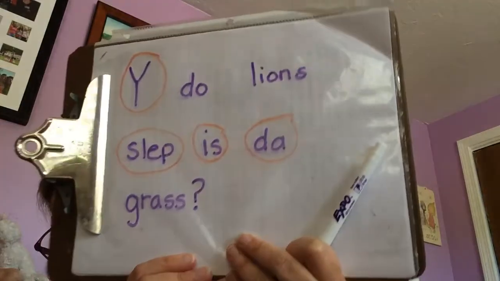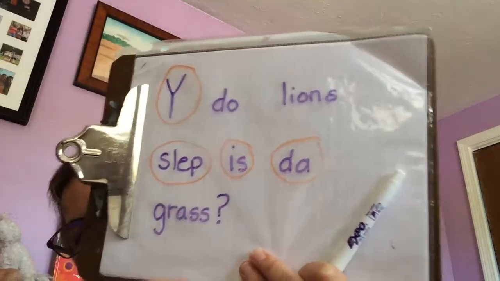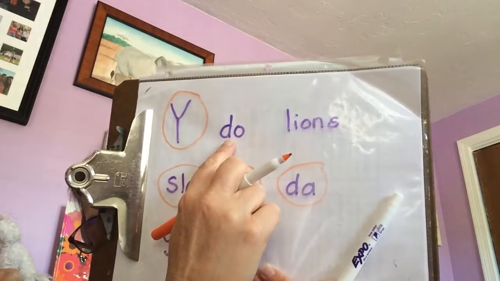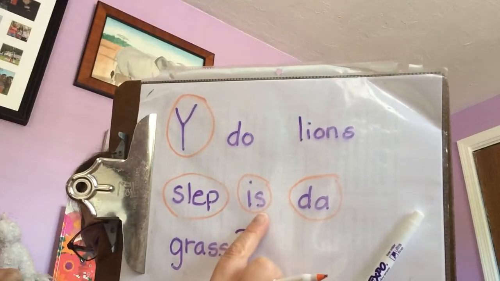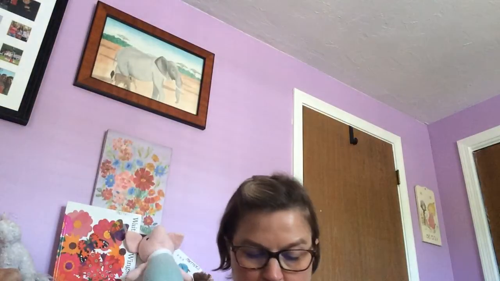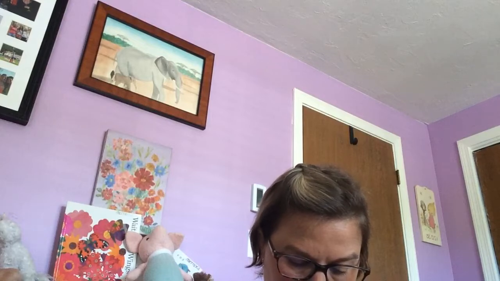All right, so I want you to pause the video and I want you to go and try to fix this message that Guinness had. And then I want you to check back with me to see how you did. Why do lions sleep in the grass? Okay, I'm going to fix mine with green. That's how I know that I've done my work. I'm going to change the ones that are inside those orange circles to green.